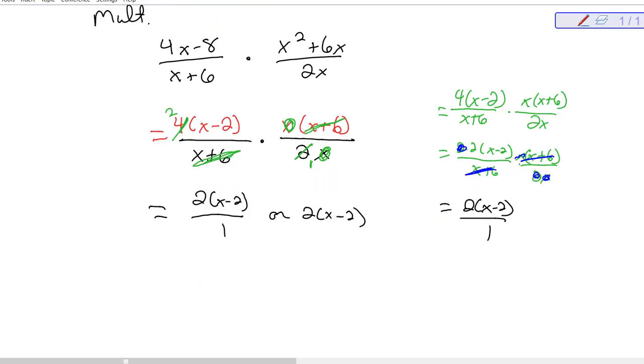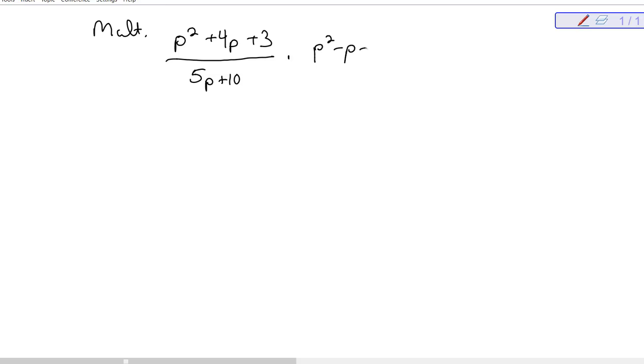Let's try one more multiplication. So let's look at if we multiply p squared plus 4p plus 3 divided by 5p plus 10, times p squared minus p minus 6 over 9 minus p squared. Okay.